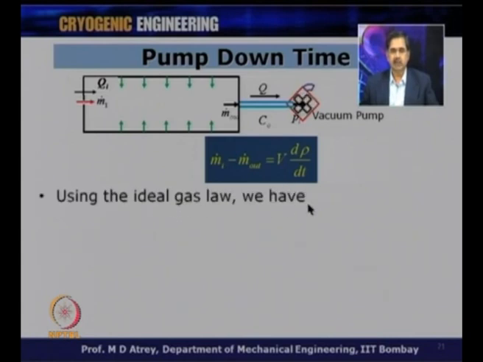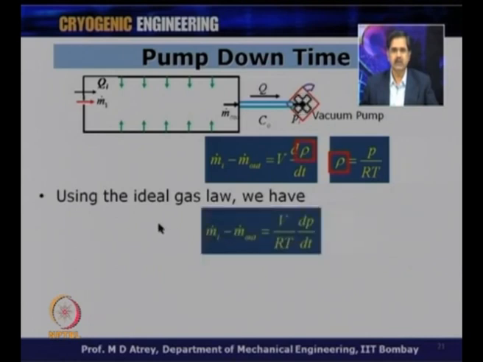Using the ideal gas law, PV is equal to RT, so we have P is equal to rho RT, and now I have an expression for rho in terms of P and RT, where RT can be considered constant. The expression changes, and I get an expression for dP by dt, the pressure change with time, which is what we are aiming at when we are trying to vacuum this system out.